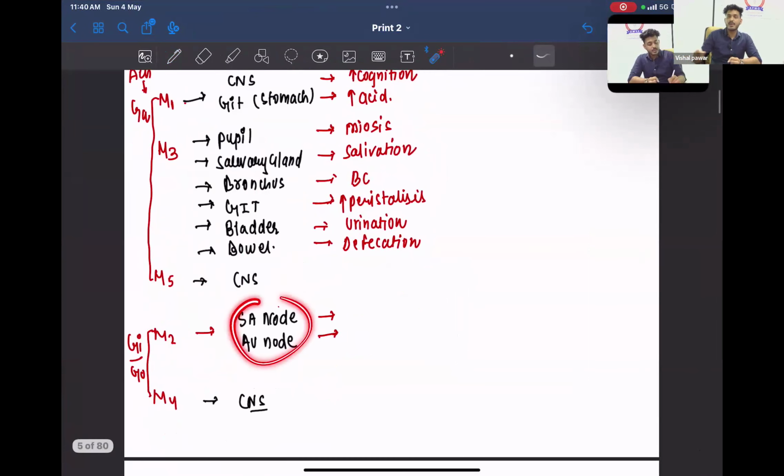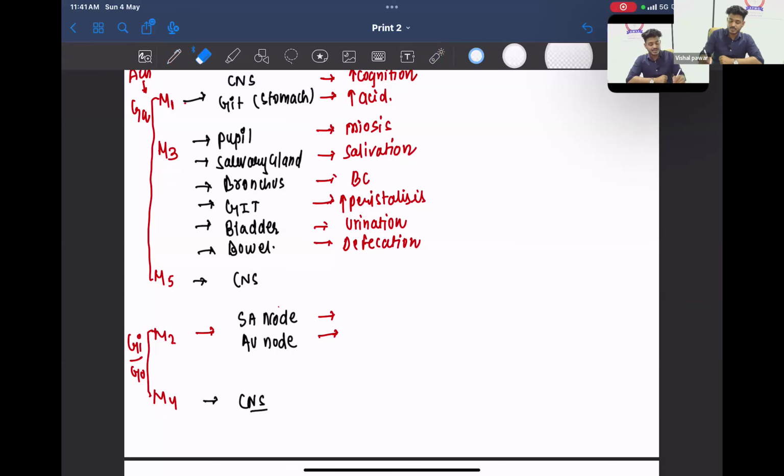Second, we are having M2 and M4. Whenever there is activation of this M2 receptor, what is going to happen? This M2 will be Gi/Go type of subunit, right? What is the function of the SA node? Is the SA node going to increase or decrease the contraction? Decrease. The SA node's function is to do the contraction. Now what we are doing is blocking that SA node because it is Gi/Go type of subunit, so it is going to decrease the heart rate, and it is going to decrease the AV node.